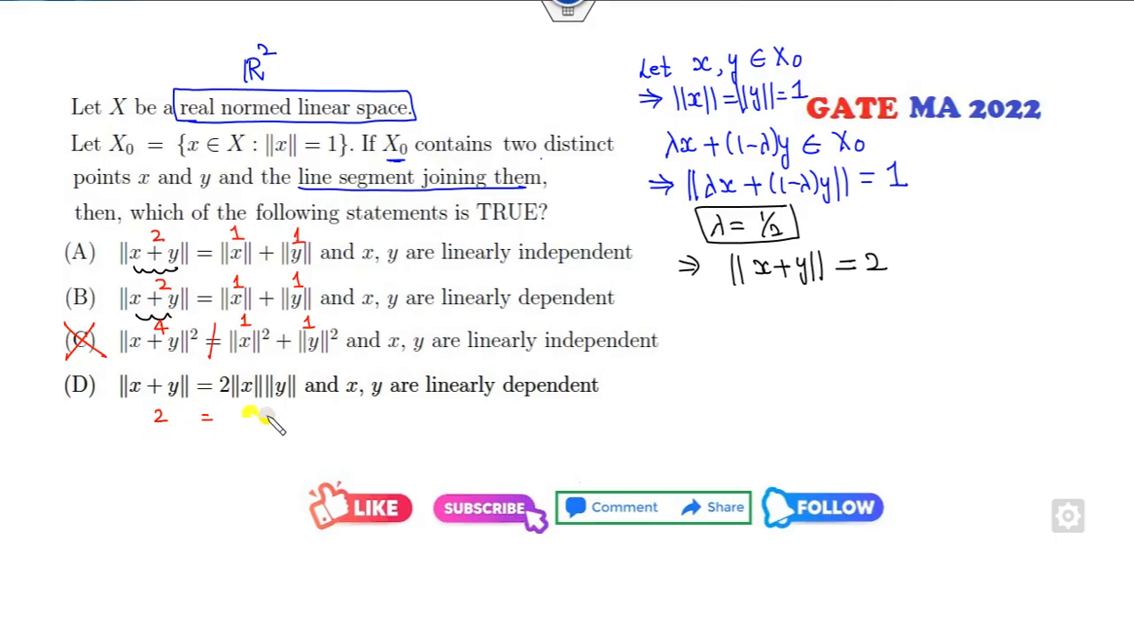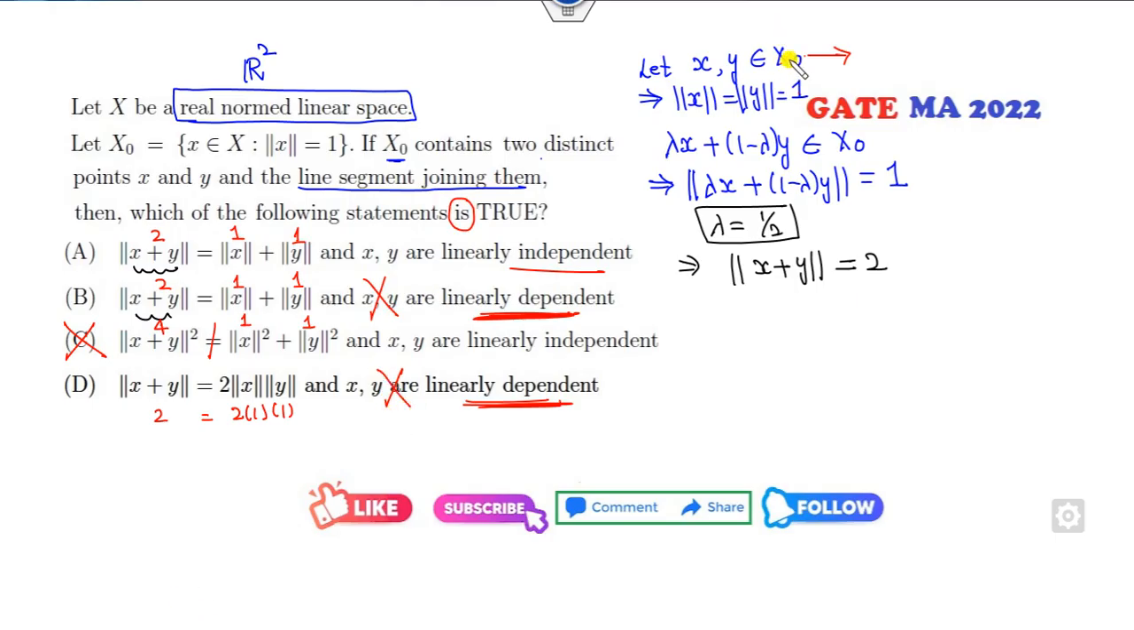It's 2 into 1 into 1, satisfied. Now look at A, B. So they are dependent, dependent, independent. Clearly, if I say x and y are dependent, then this option is correct, and this option is correct, but there is only one right answer. So definitely this option and this option are cancelled out.